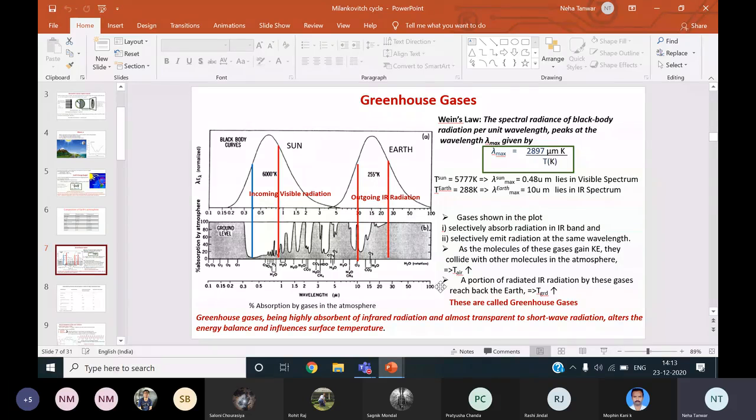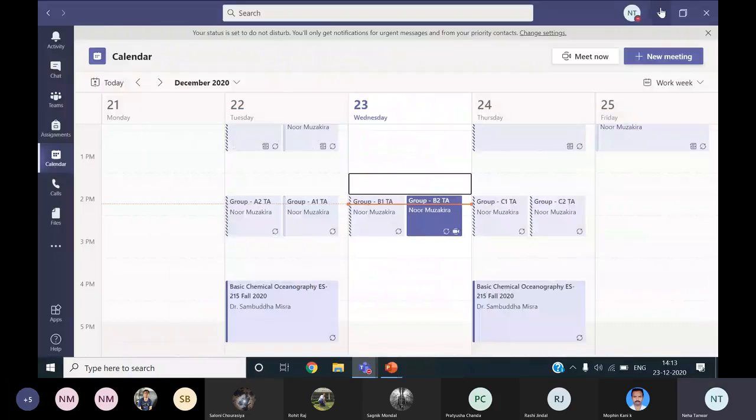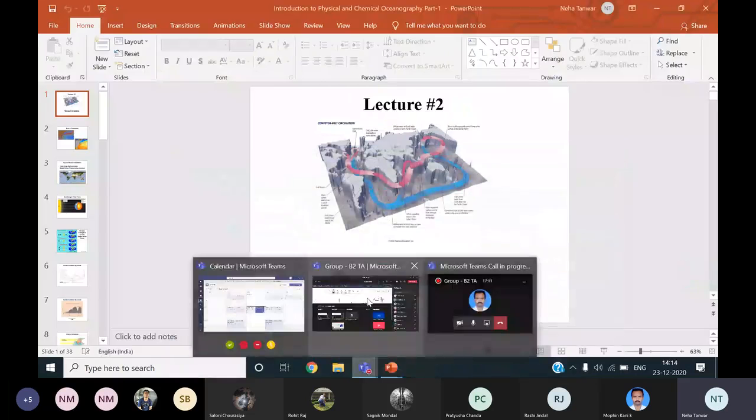And we have other gases too. We have nitrogen, we have oxygen. So are those greenhouse gases? Can anyone tell me? Are those greenhouse gases?